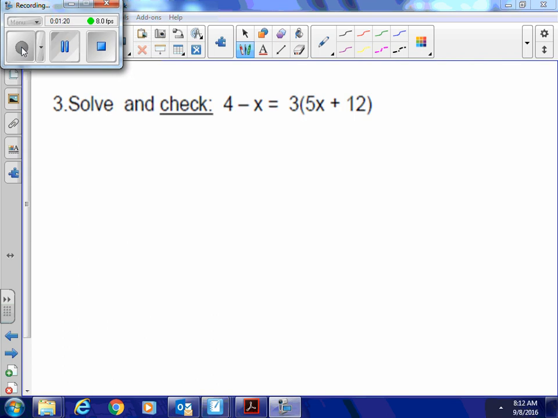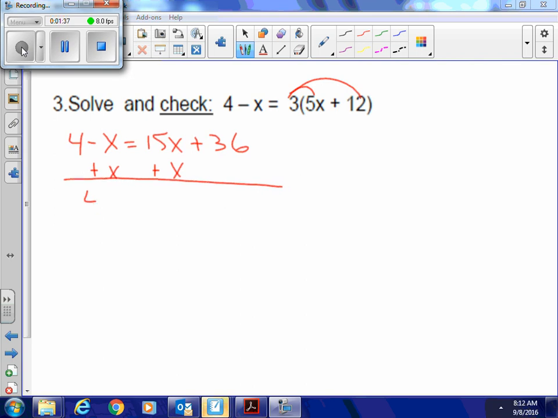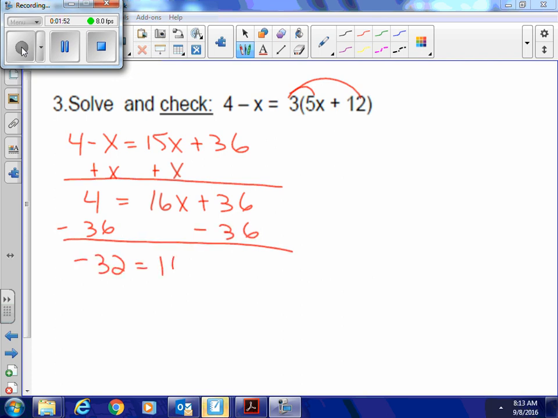Let's solve and check this one. I would first distribute to get rid of the parentheses, and we've got 4 minus x equals 15x plus 36. Let's get our variables on one side. I will add x to both sides, which will eliminate it from the left. And we've got 16x plus 36. Subtract 36 from both sides. We've got negative 32 equals 16x. Divide both sides by 16. And we have that x is equal to negative 2.